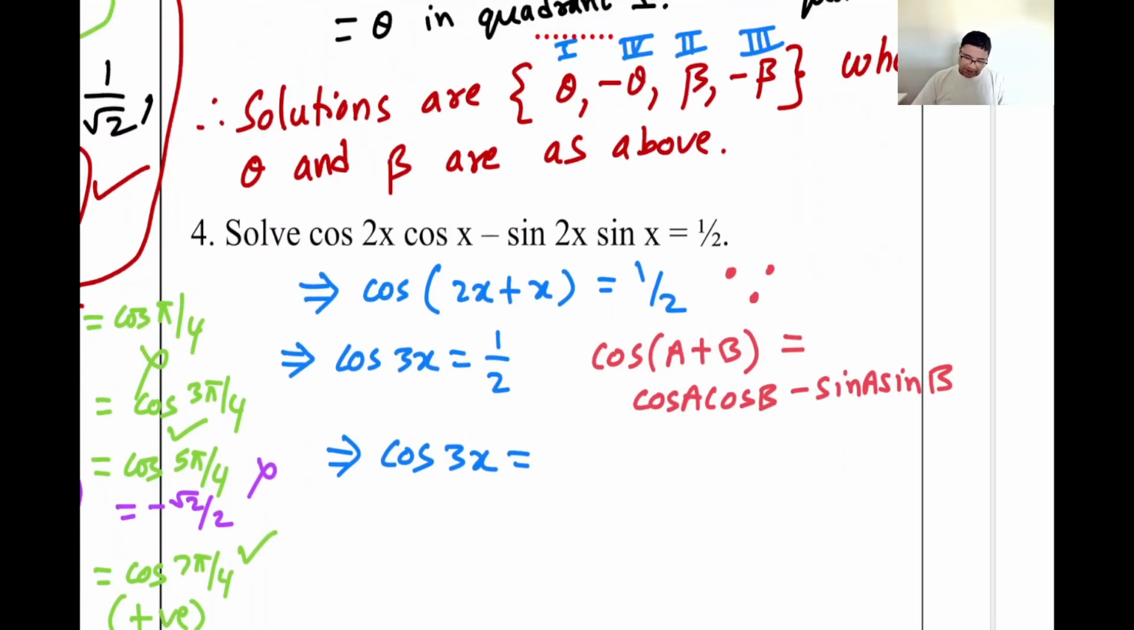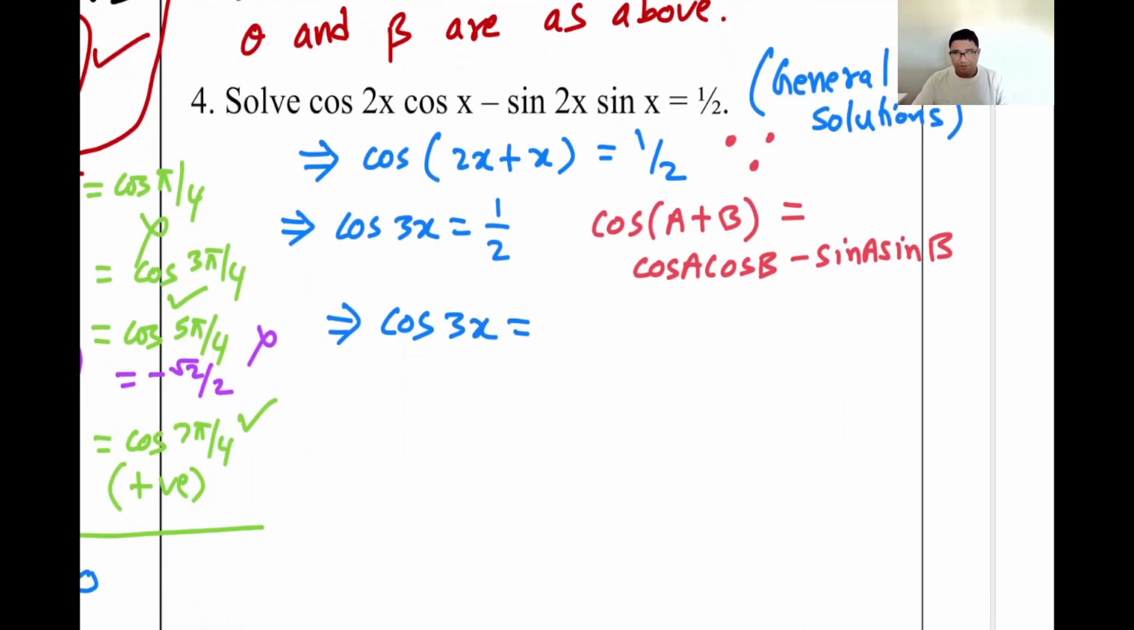The question does not say on what interval. So that means you are writing general solutions, all possible solutions in terms of k. Complete it by yourself from this point onwards and then check with me. Half happens at cos pi over 3, right, on the unit circle.